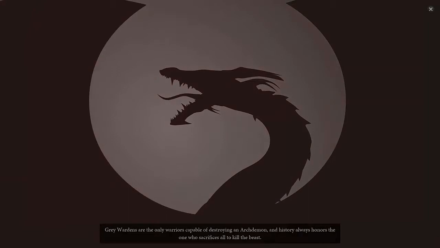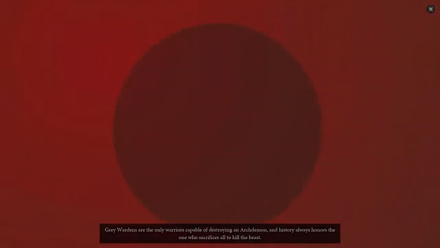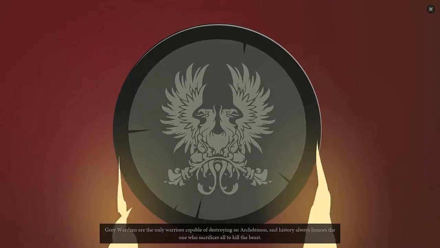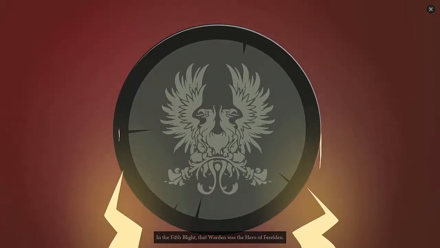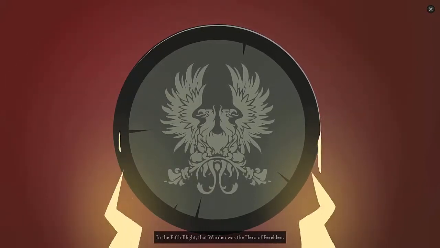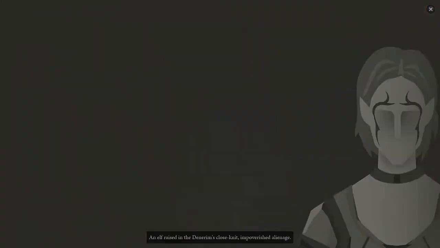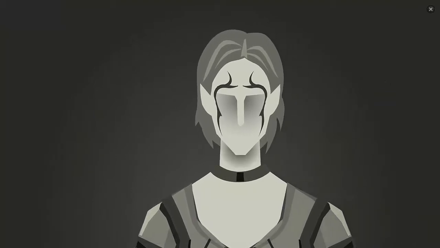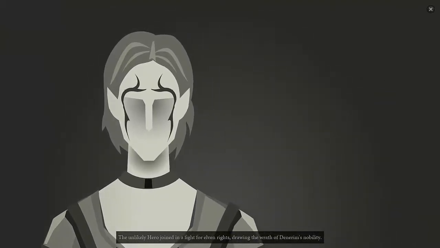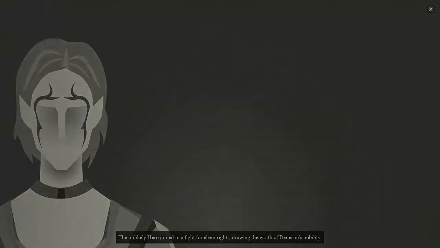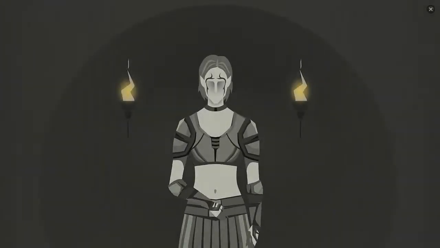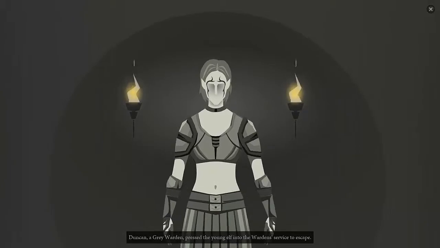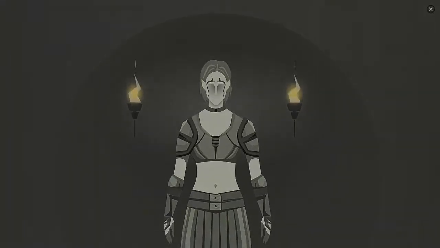Grey Wardens are the only warriors capable of destroying an archdemon, and history always honors the one who sacrifices all to kill the beast. In the Fifth Blight, the Warden was the hero of Ferelden, an elf raised in Denerim's close-knit, impoverished alienage. The unlikely hero joined in a fight for elven rights, drawing the wrath of Denerim's nobility. Duncan, a Grey Warden, pressed the young elf into the Wardens' service to escape.